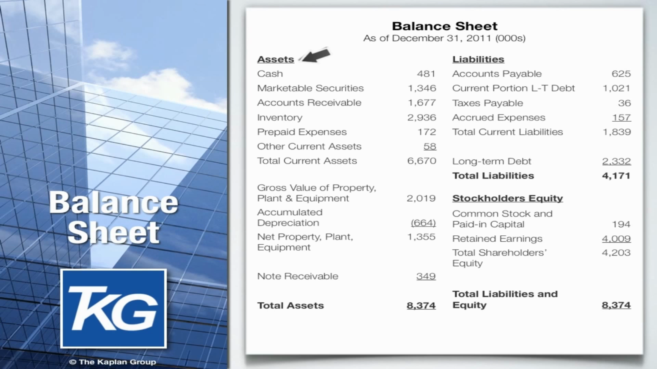On the left side is assets, and on the right side there are two major categories with bolded titles: liabilities and stockholder equity. The balance sheet needs to balance, and that means the value of total assets, which in this case is $8,374,000, needs to equal the value of total liabilities and equity, which we see is also $8,374,000. If the balance sheet doesn't balance, that means there is something wrong with the financial statements.